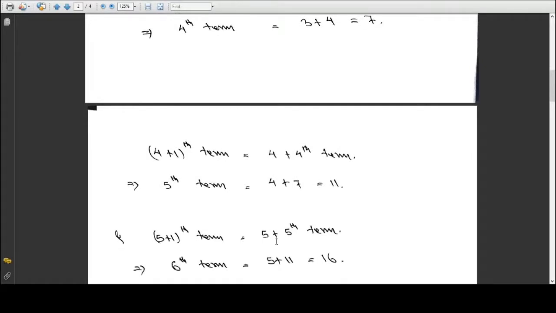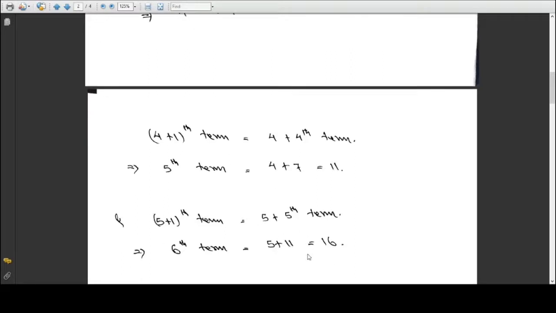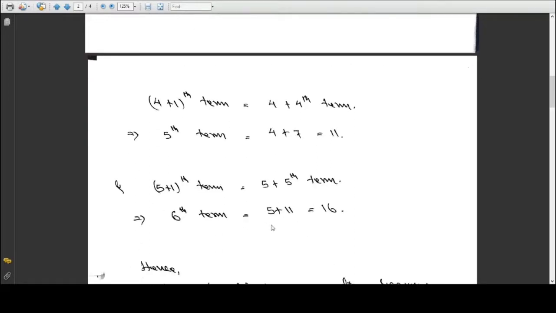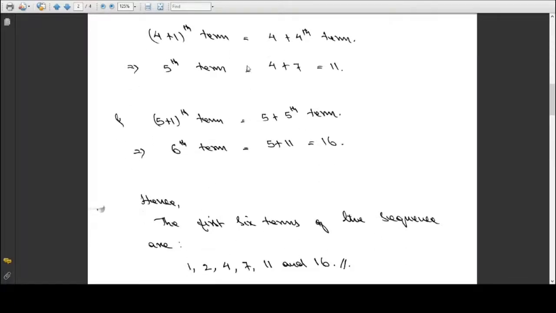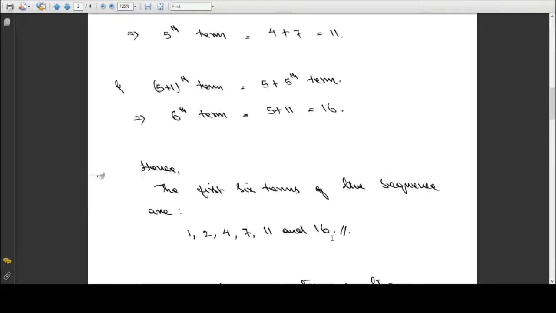And the last one, the sixth term: putting n equal to 5, we have 5 plus 1, that is the sixth term, 5 plus the fifth term. The fifth term here is 11. 5 plus 11 is 16. Hence the first 6 terms are 1, which is given, then 2, 4, 7, 11, and the sixth term is 16. Okay, are you clear with this?